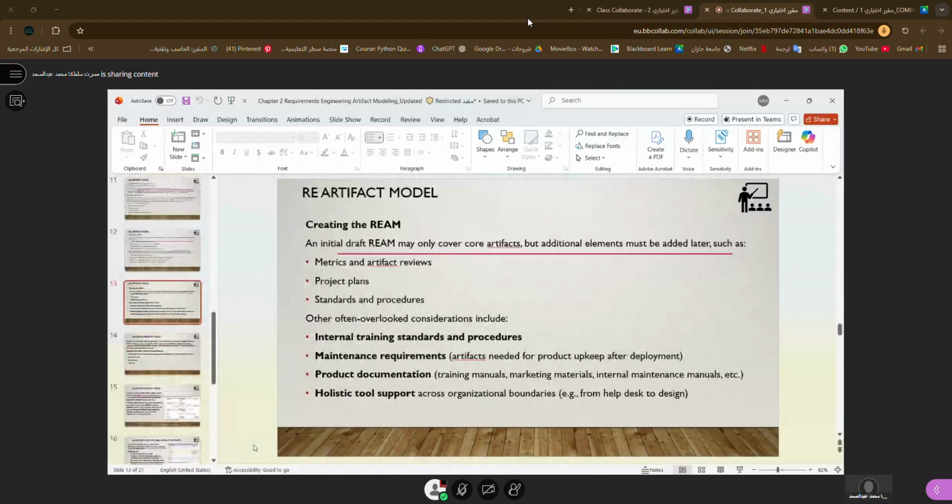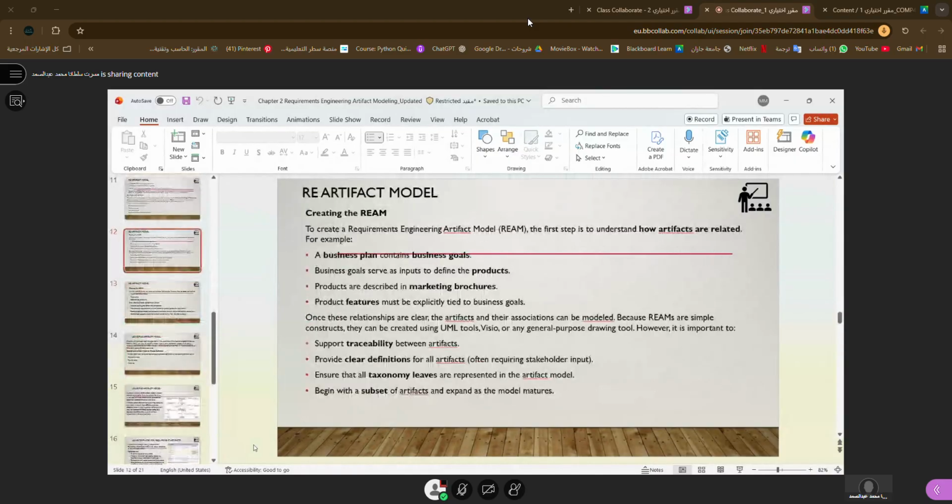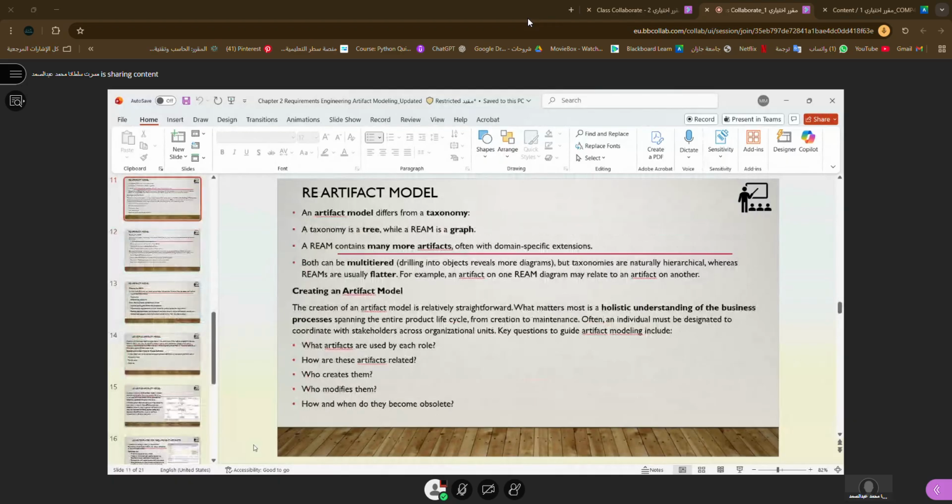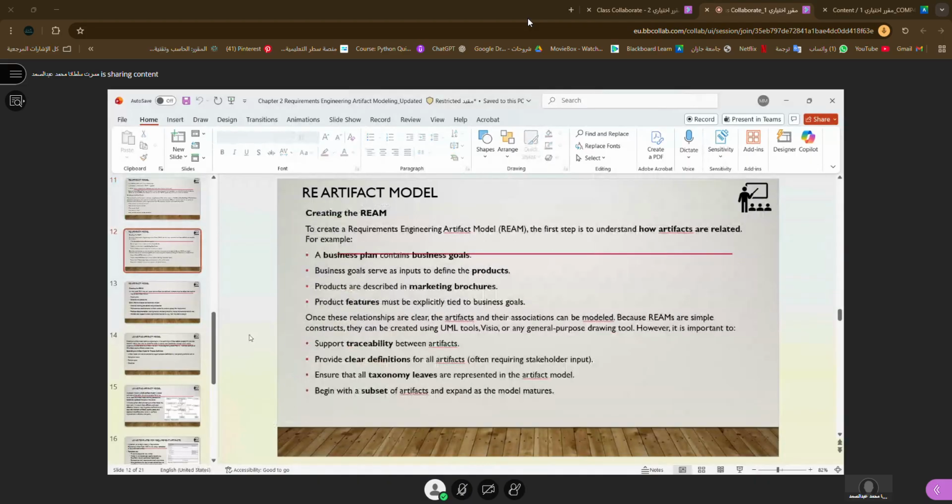Explain about creating the requirements engineering artifact model. Long answer from here, slide number 11 from this point. Don't need to write exactly the same. You can understand in your own words and write this slide, up to here. This one.